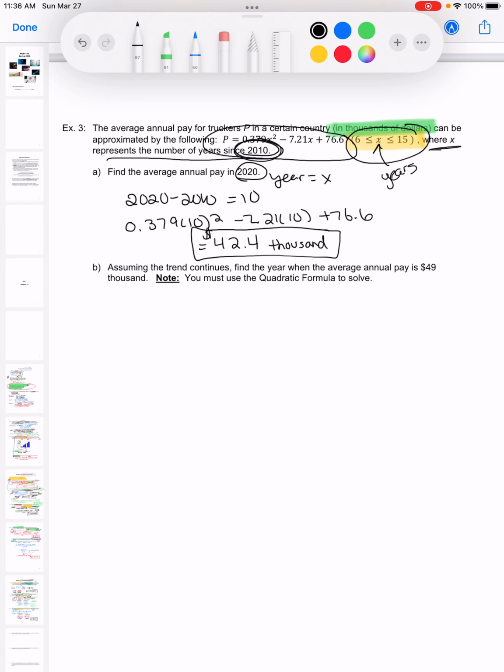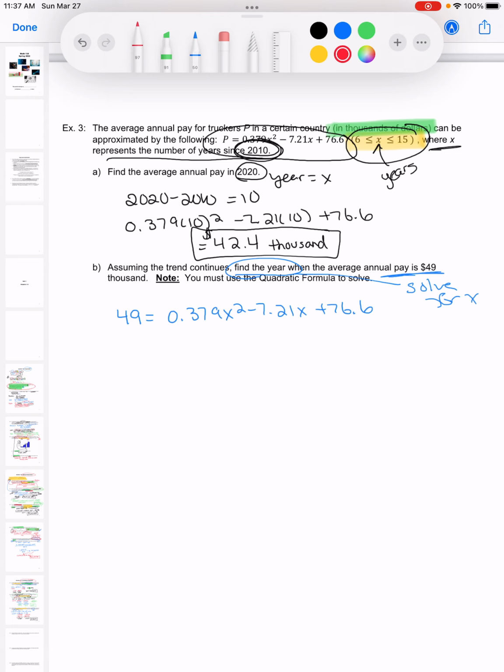B is asking us to find the year. So find the year means we're going to be solving for X. Our answer is going to be X equals. So we're going to find the year that the annual pay is $49. So remember that first step I said was the trickiest. We have to set the equation equal to 49. Here's the time to pause and see if you can solve this equation using that quadratic formula that we just went over in the previous video. So go ahead and hit pause.